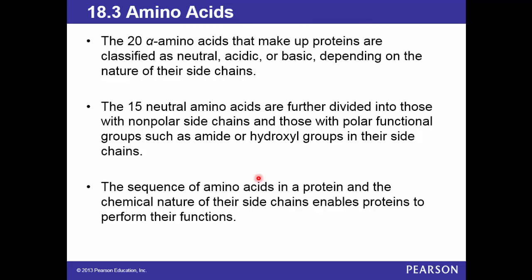Now, the 20 amino acids that make up proteins are classified as neutral, acidic, or basic depending on the nature of the side chain. As we saw, the 15 neutral amino acids are further divided into those with non-polar side chains and those with polar functional groups, such as amide or hydroxyl groups in their side chains. The sequence of amino acids in a protein and the chemical nature of their side chains enables proteins to perform their functions.